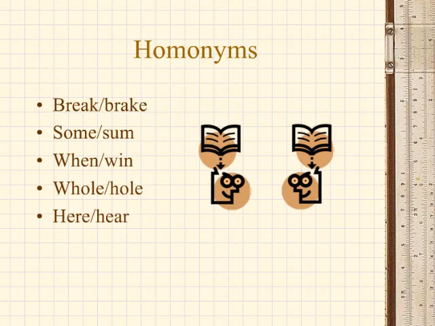Now it's time to talk about some words that are easy to misuse. Have you ever noticed that there are many words in English that don't seem to make much sense because they sound similar? If so, you're not alone. Homonyms are words that are often confused because they sound the same but have different meanings. Here are a few examples of homonyms. Break, brake. Some, sum. Win, wind.